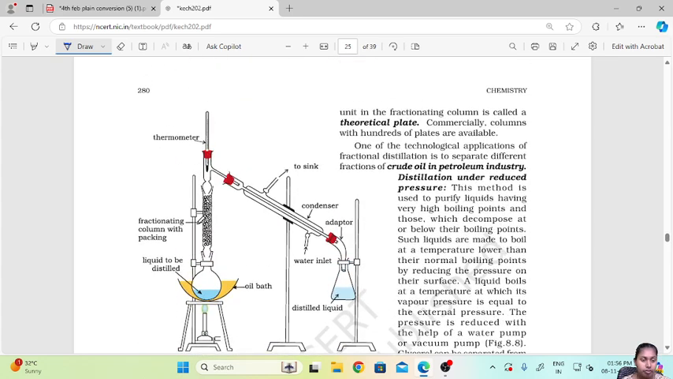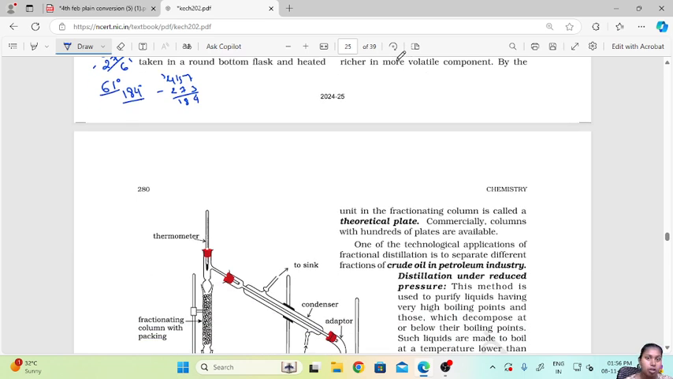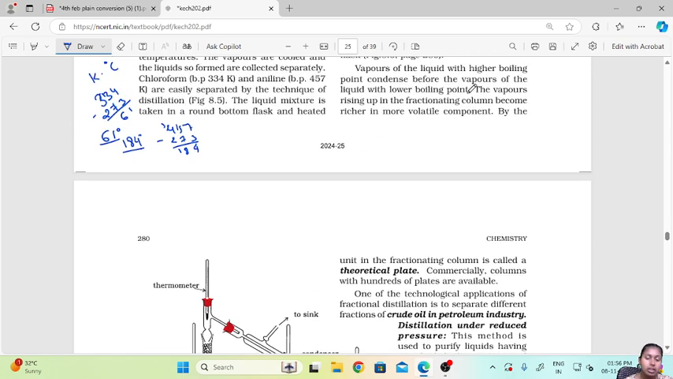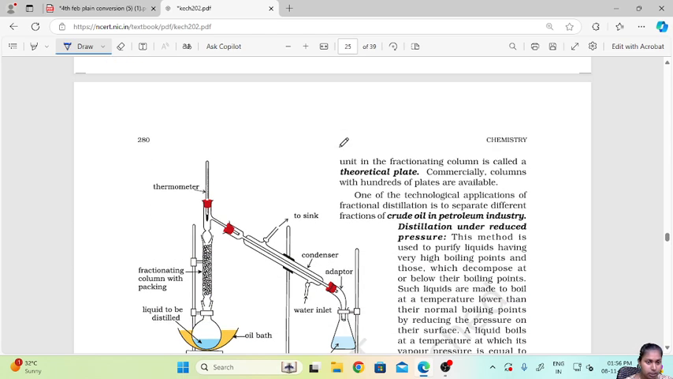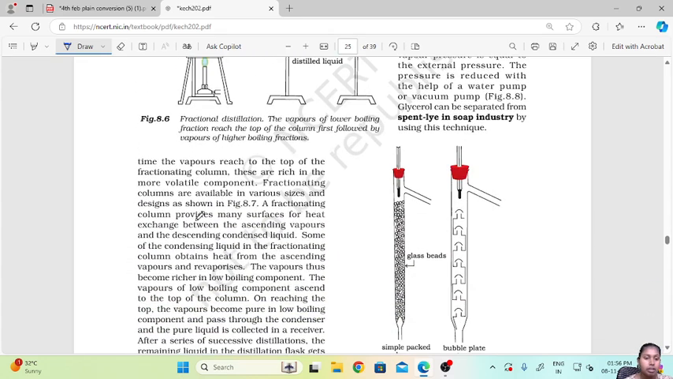Whenever you have a fractionating column, the vapors of liquid with higher boiling point condense before the vapors of liquid with lower boiling point do. So the condensation process of the vapors with higher boiling point is faster than the ones with lower boiling point. Now the vapors that rise in the fractionating column become richer in the more volatile component. By the time the vapors reach the top of the fractionating column, they are rich in the more volatile component. Fractionating columns are available in various sizes and designs.